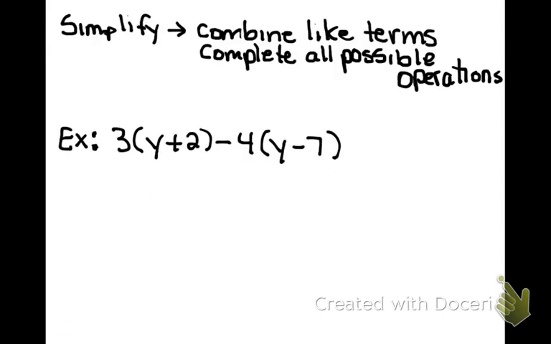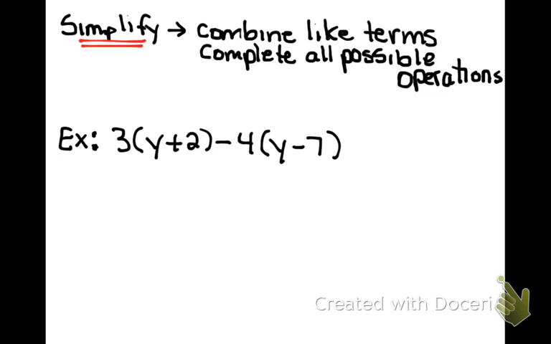So to recap, remember when it said evaluate, we substituted the value for the variable. But your directions may say simplify. So for simplifying, you're going to make sure that you combine your like terms and that you've completed all the possible operations, including dealing with any grouping symbols that you might be given. So we're going to wind up this lesson with one final example.